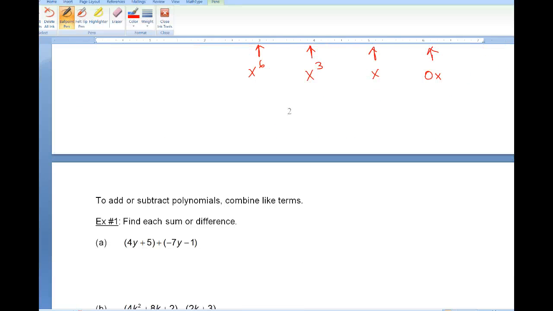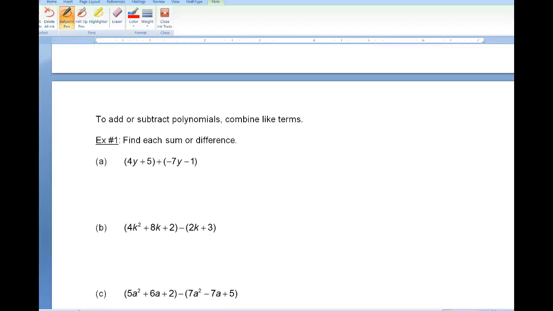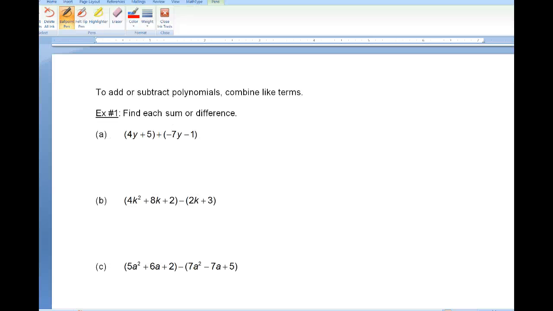So if you need to take a minute to write all those things down, go ahead and pause this, and then we're going to start back on the last section of chapter 8.1.